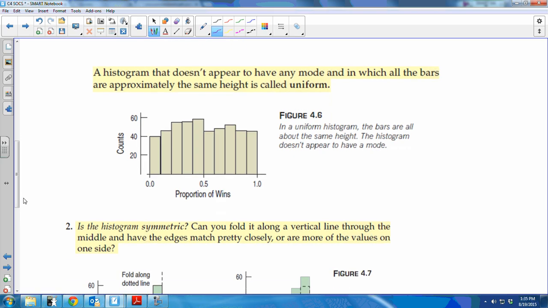If it doesn't have a mode, it doesn't have like a group, then we call it uniform. So in this case, this graph right here, this is uniform. There isn't really a hump of data, right? It all kind of just is about the same. Like nothing really exciting is happening. So we call that uniform.